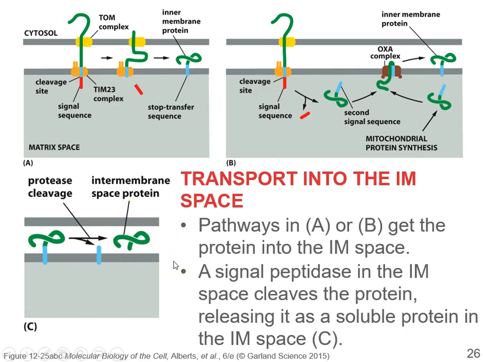and now this protein is free in the inner membrane space. So here, to target a protein into the inner membrane space, basically we're borrowing pathways A and B to get the protein into the inner mitochondrial membrane, and that should say inner mitochondrial membrane right there. I should fix that. Then the signal peptidase cleaves the protein, and that releases it as a soluble protein in the inner membrane space. Because remember, this domain right here was a hydrophobic membrane spanning domain.